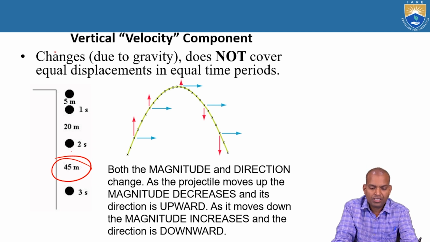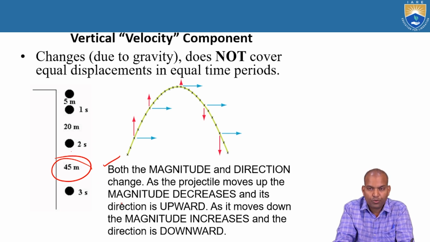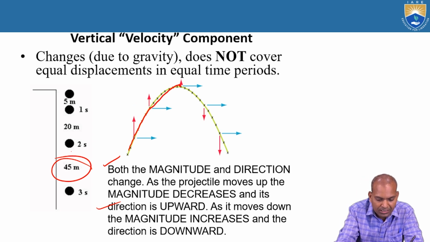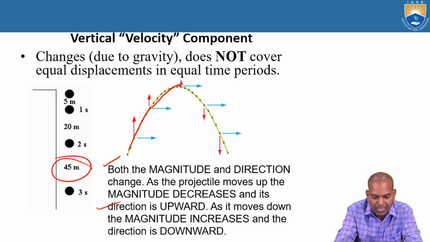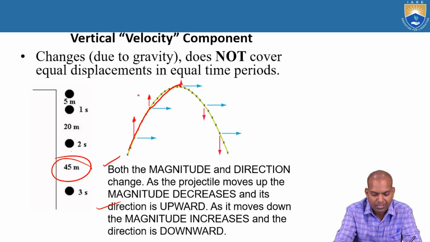In the vertical component of velocity, because of the gravitational force, it changes both the magnitude and direction. As the projectile moves up, the magnitude decreases and its direction is upward. Here the vertical velocity is maximum. When it is going high, the vertical velocity is decreasing. At the peak, the vertical velocity becomes closer to zero. Here the gravitational force keeps acting and the velocity is decreasing.